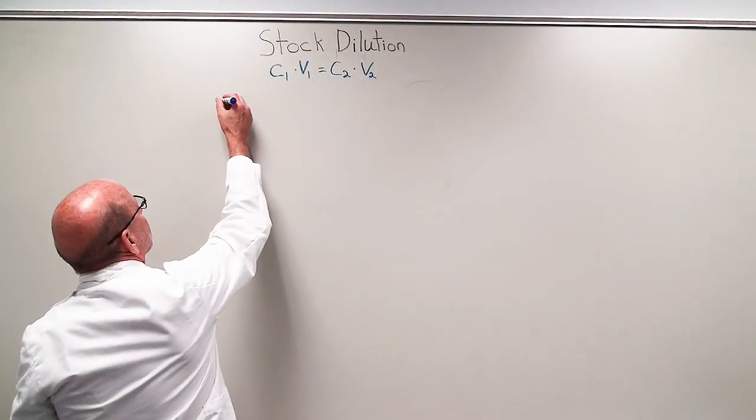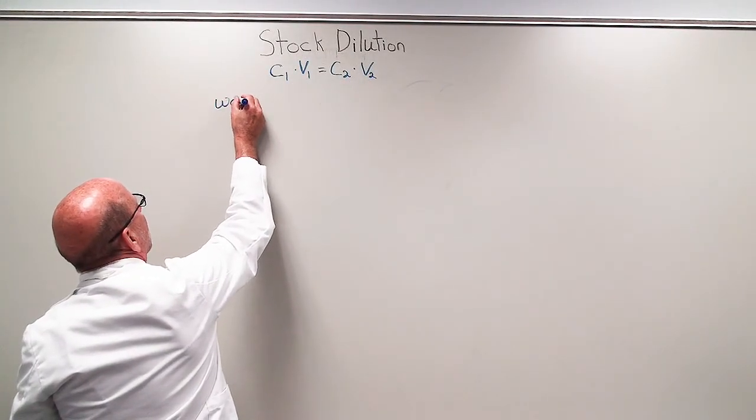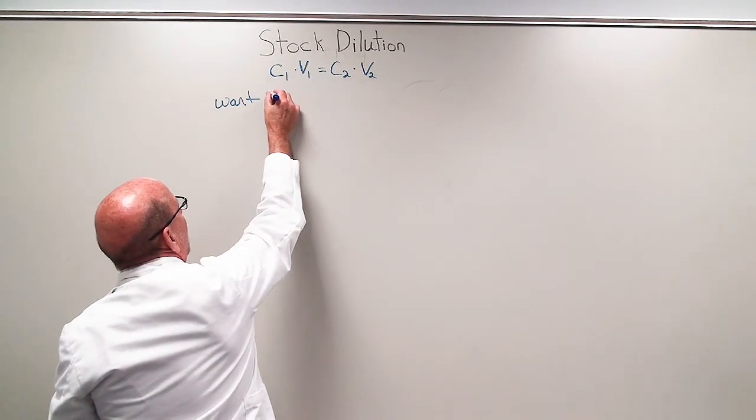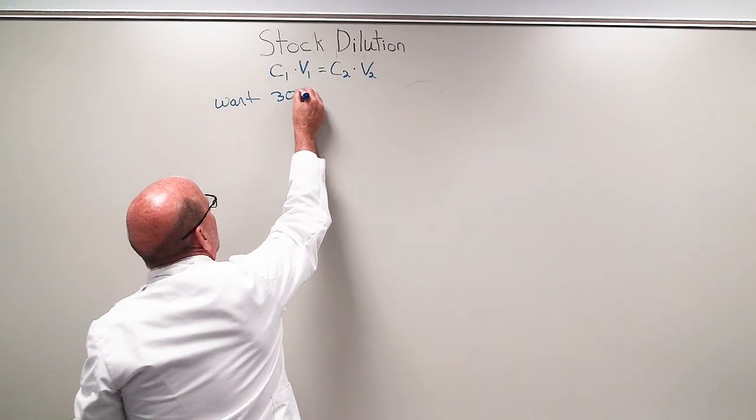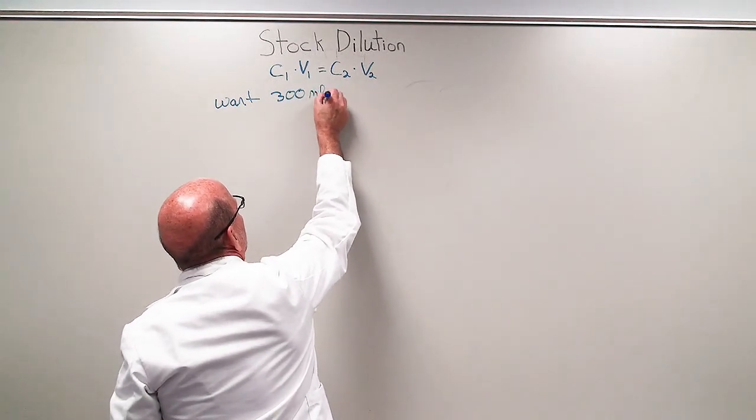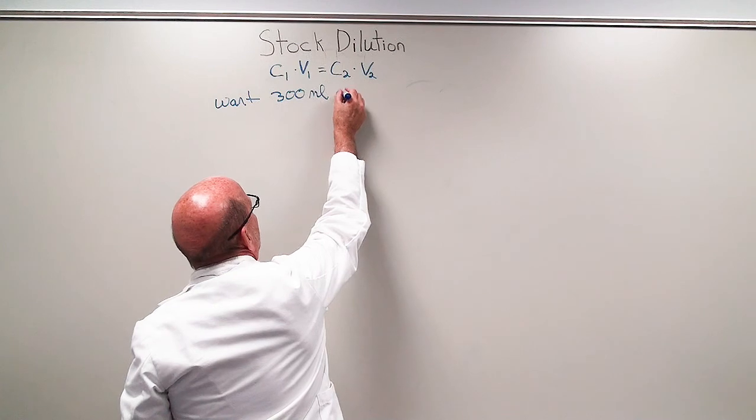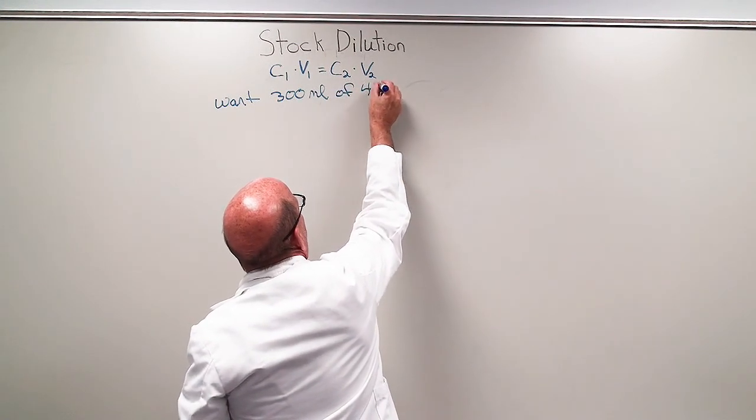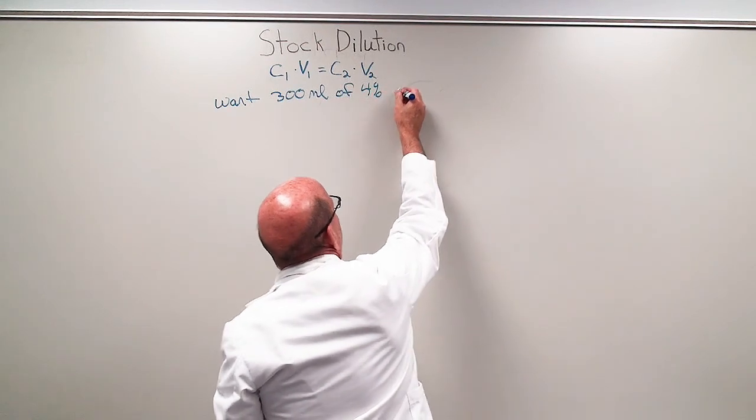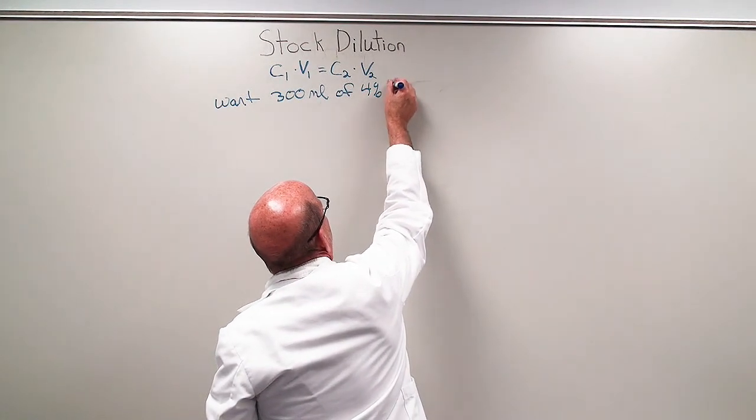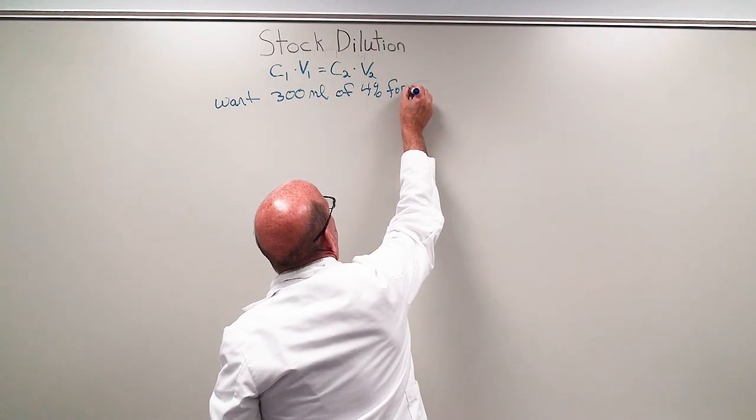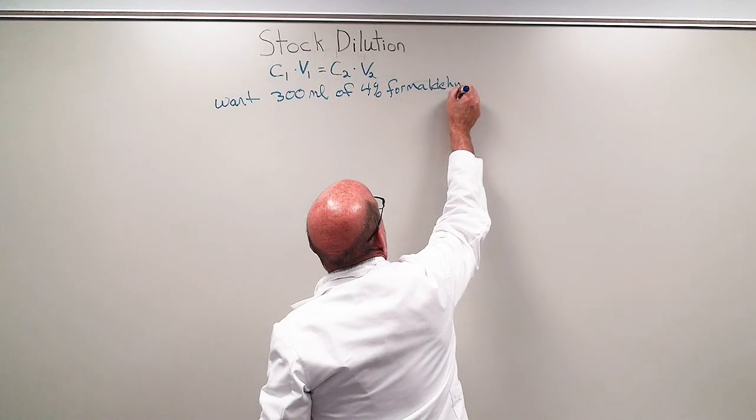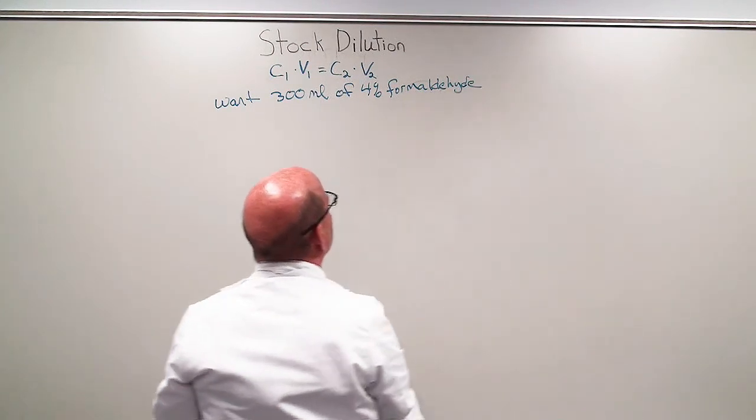Now when we do stock dilutions, say that you have stock in the refrigerator and you want to make up a smaller volume. And for this example, I use C1V1 equals C2V2. I want 300 mLs of 4% formaldehyde, and generally the solution comes in a stock concentration of 16%.